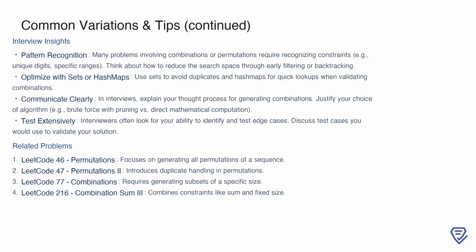Another crucial skill is communication. As you work through the problem, clearly explain your thought process, especially how you're generating combinations and why you've chosen a particular algorithm. For example, you might justify using brute force with pruning or opting for a more direct mathematical approach. Interviewers will also pay attention to your ability to test your solution extensively. Make sure to discuss the edge cases you'd use to validate your implementation. It's a great way to show thoroughness. Finally, it's helpful to be aware of related problems, such as generating all permutations, handling duplicates and permutations, or creating subsets with specific constraints. These problems often share techniques and can inform your approach.